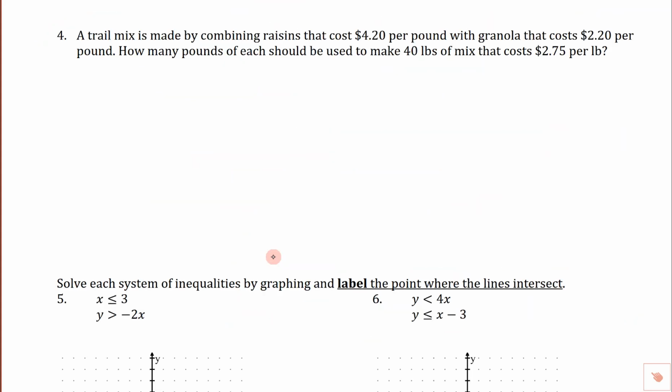Okay, we're now on the back side. We're on problem number 4. This is a mixture problem, so we've got a trail mix is made by combining raisins that cost $4.20 per pound with granola that costs $2.20 per pound. How many pounds of each should be used to make 40 pounds of a mix that costs $2.75 per pound?